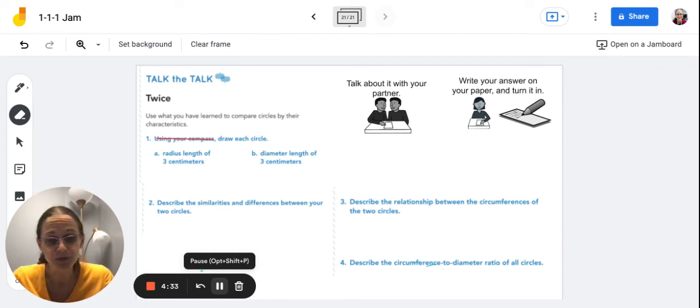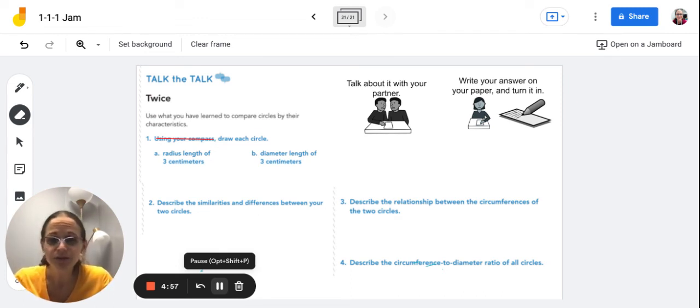You may use a ruler if you want to be very precise. But if you don't use a ruler, as long as you label it correctly and we understand that your drawing is not drawn to scale, then that's an option too. For the second part, you're going to describe the similarities and differences between your 2 circles. Which one's larger? How much larger is it? How are the radius and the diameter related to each other?